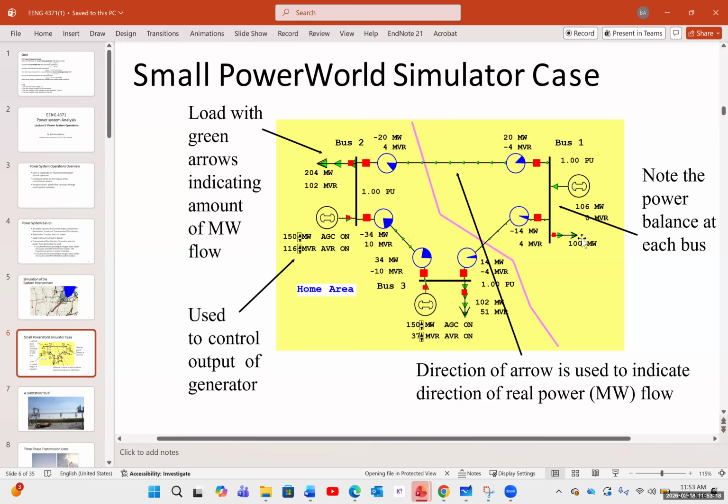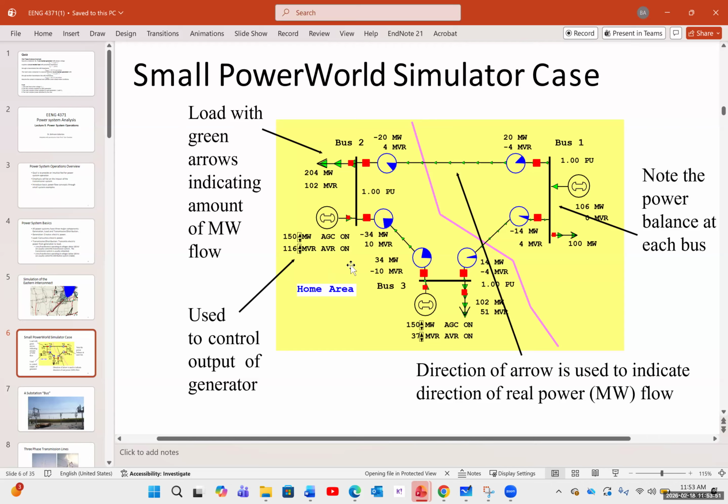This could be different regions or different parts of a city. So you imagine bus number 2 is Amarillo, bus number 1 is Canyon, and they're connected to each other. Or different even parts. So this could be West Texas, this could be East Texas, for example, or Oklahoma and Texas. And these in the system, in the software, are used to control the output of generators.